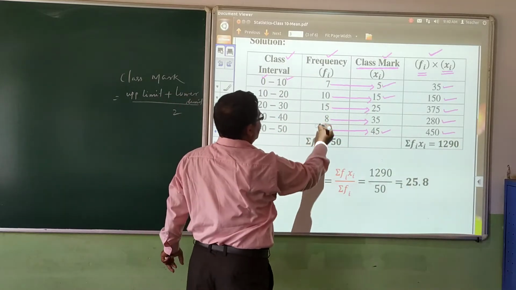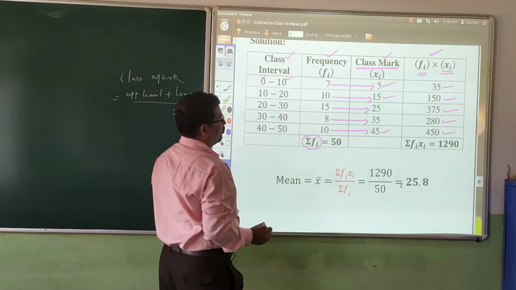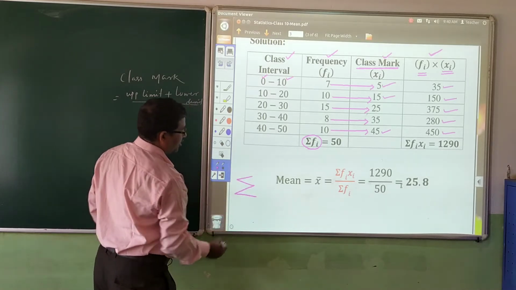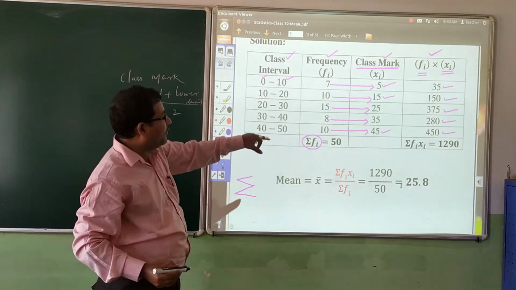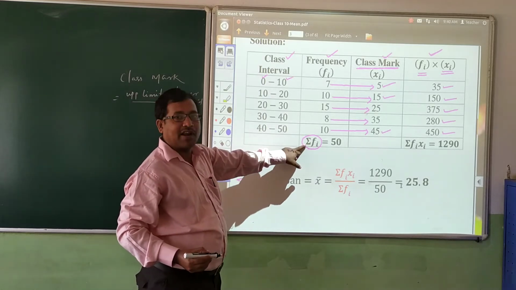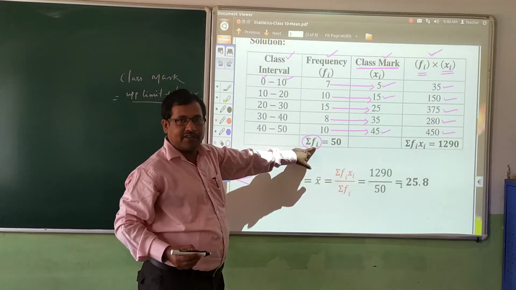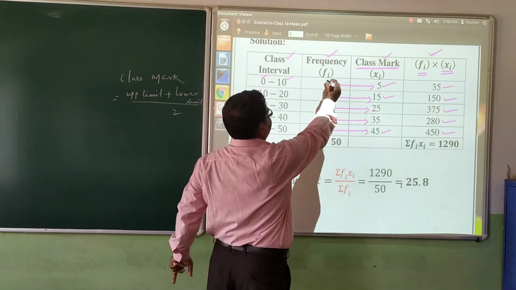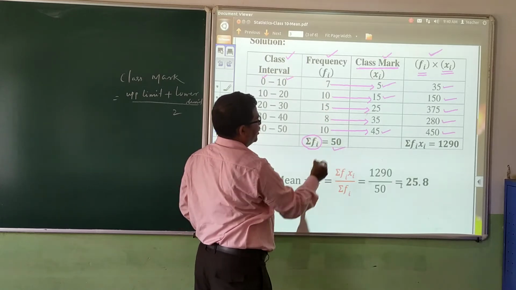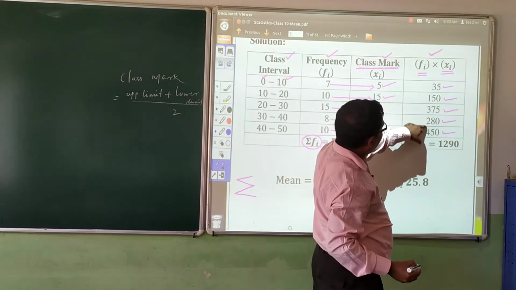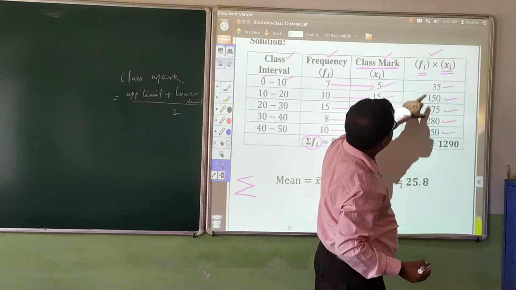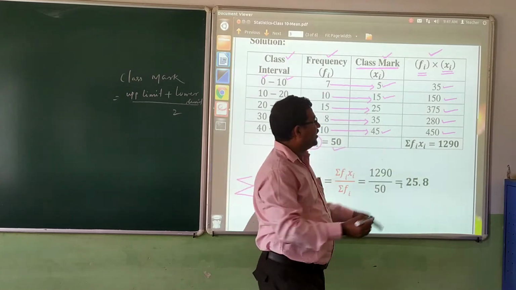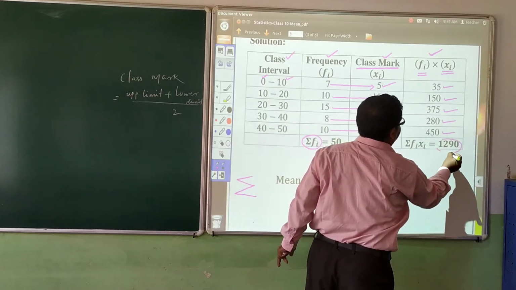Now we have to find the sum of all frequencies. You must be familiar with this symbol, the summation symbol. The sum of all frequencies is symbolized as sigma fi, the summation of all frequencies. So what is sigma fi? Sigma fi equals 50. In the same way you have to add all the numbers in this column, that means fi xi, symbolized as sigma fi xi. If you add these, you will get 1290.